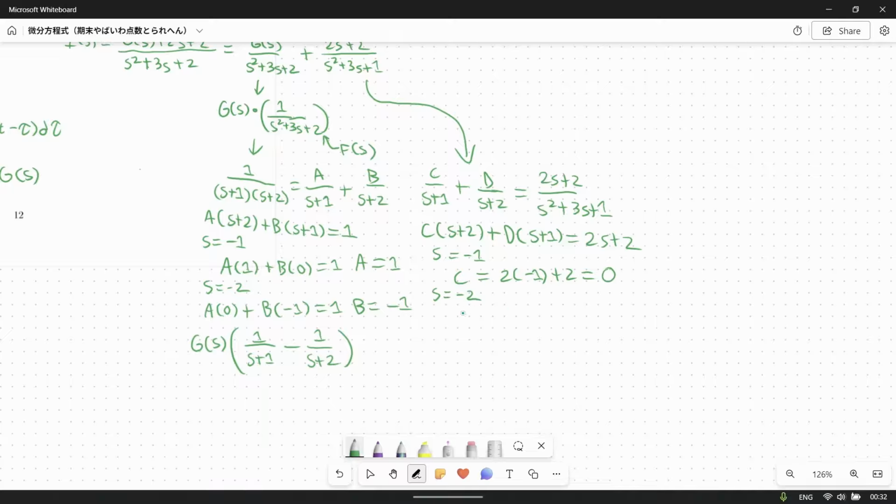d times -1 is going to be equal to 2 times -2 plus 2, which is going to be negative d is equal to -2, so d is going to be equal to 2. And then that will give us a final term, cleaning this up a little bit. If we put d equal to 2 over here, then we'll end up with a final term of g of s times this thing, plus 2 over s plus 2, because we know that c is equal to 0. So that's going to completely get rid of this term over here.